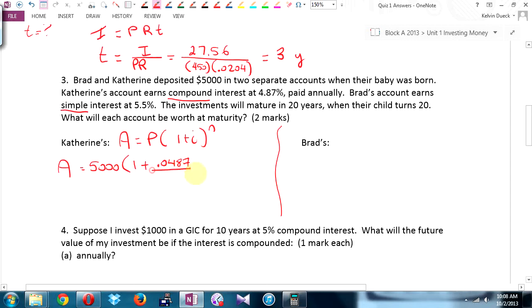$5,000, 1 plus 0.0487 divided by, how is this being compounded? Annually, which means I divide it by what? By 1. Erica, will that make a difference at all? Then, do you mind? I'm just going to get rid of the divided by. It's a waste of my writing. To the power of 20? 20, yes?